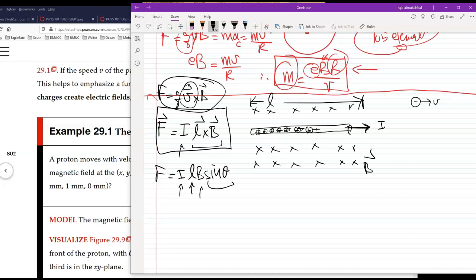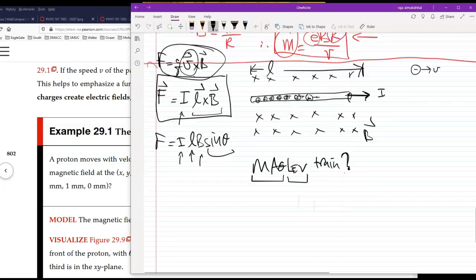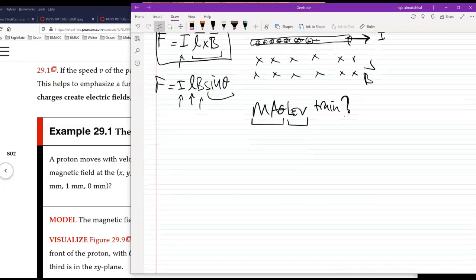Okay, so how do we use it? Well, one aspect of it: have you heard of the maglev train? You can look it up. The maglev, the magnetic levitation train. Have you heard of those trains that actually levitate above the ground? I'm going to talk about the magnetic levitation in one second. Let me just do an example here for you. Here is an example. Again, I'm using my notes.